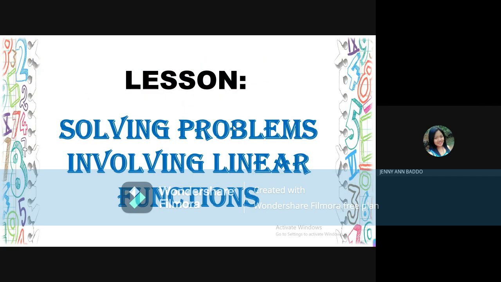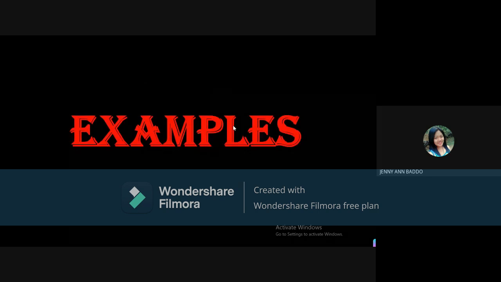Let's now proceed to our lesson, solving problems involving linear functions. Now, you would not imagine how often linear functions are found in our everyday lives. Linear functions can be represented by a table of values, a graph, or an equation. Now, we will solve real-life problems by translating them into any of the representations of linear functions. Let us have examples.